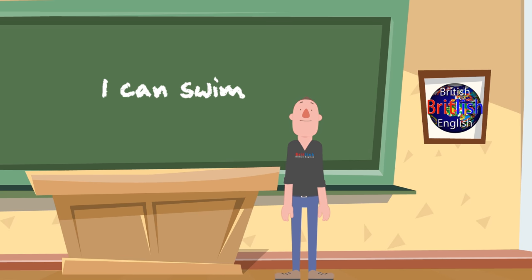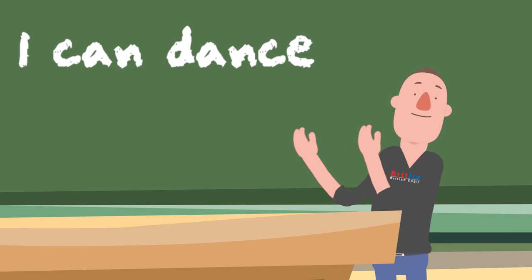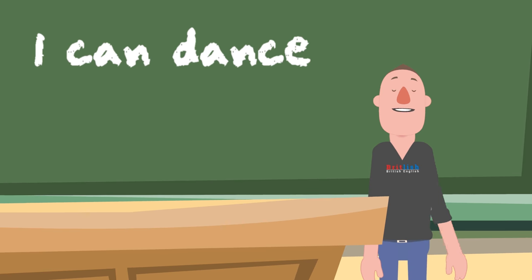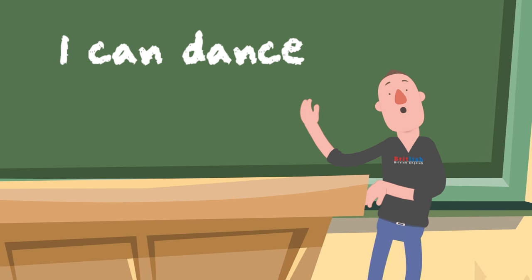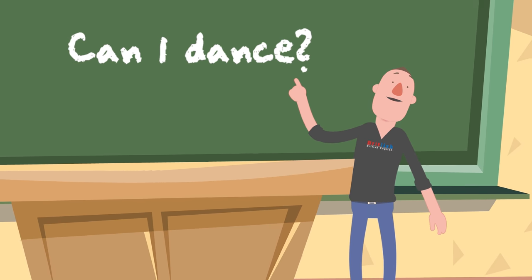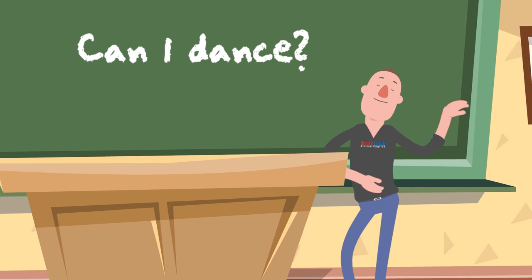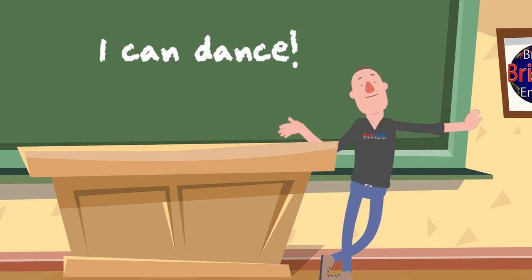I can swim. I can teach. I can dance. We normally only use the strong form if it comes at the end of the sentence or when we're arguing or contradicting. Can I dance? Of course I can. You can't dance. I can dance. See?